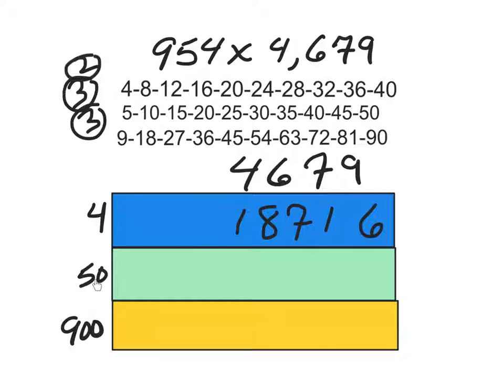Let's move on down here to the 50. I'll start with a 0, and 0 times any number, in this case 4,679, will give you 0, my friends. Drop that 0.